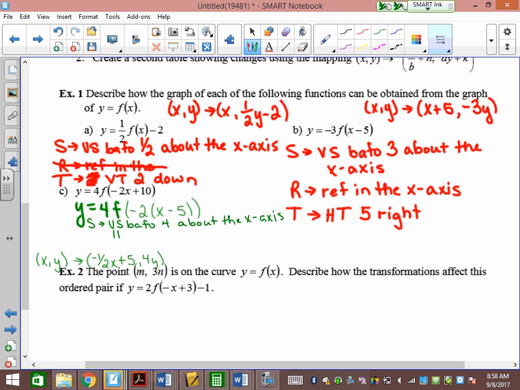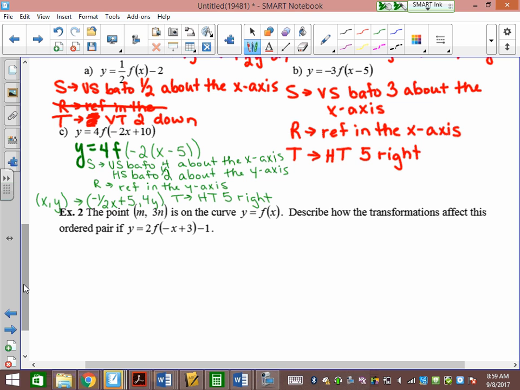We have a horizontal stretch by a factor of 2. No, a half, about the y-axis. We have a reflection in the y-axis. And we have a horizontal translation, 5 right. So if you're someone who forgot that, if at any point in time you forgot it, star it and remind yourself, because that's going to pop up constantly in all the units.